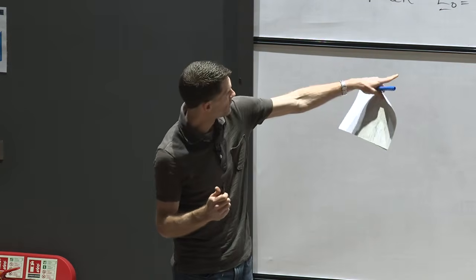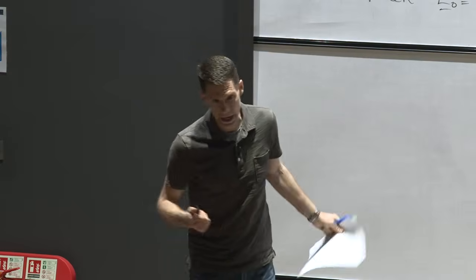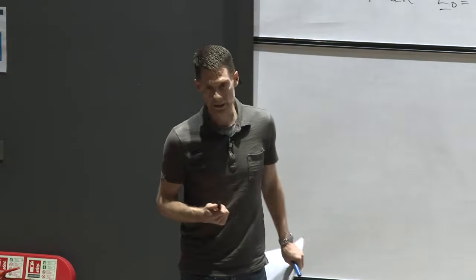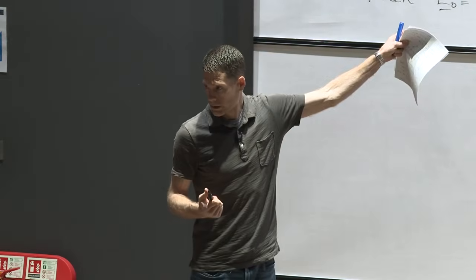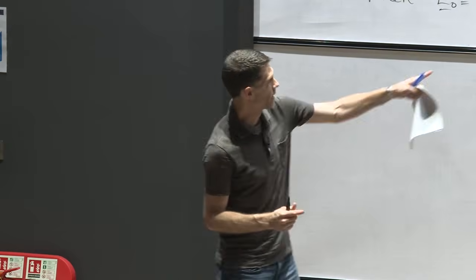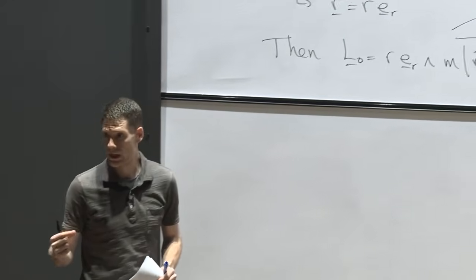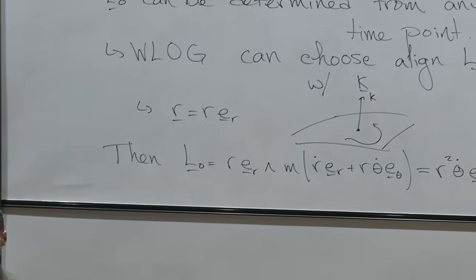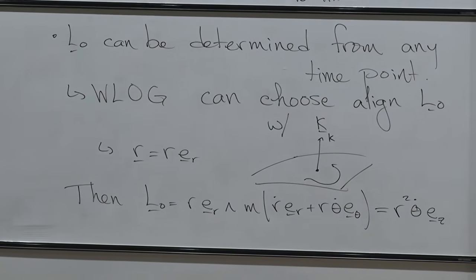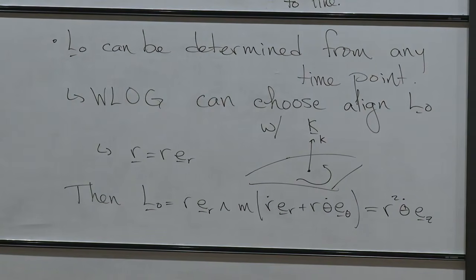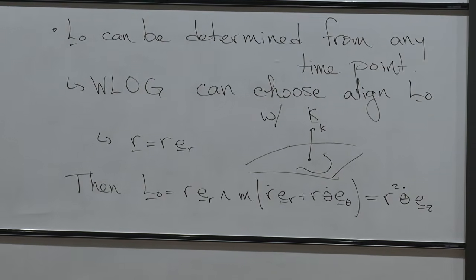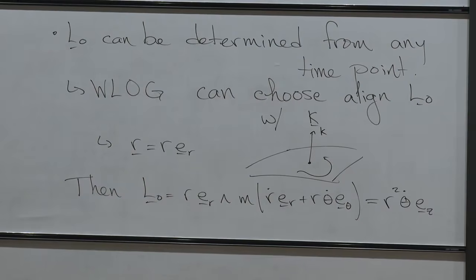So here in L0, we see that EZ, which is K, is the axis of rotation. We already knew that from the setup because we picked K that way. And we see that R squared theta dot is telling us how quickly the particle is rotating around the Z axis, which you can see from the theta dot, right? If theta dot is 0, it's not rotating at all. But the other consequence from this is that I said L0 is constant, which means that R squared theta dot itself must be constant.